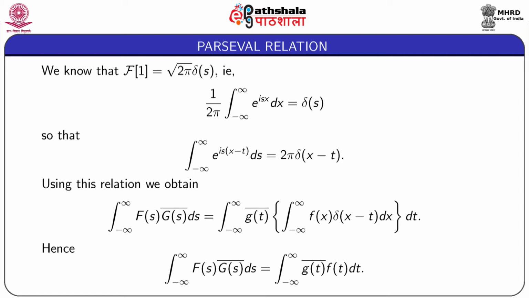Now, from the property of the delta function, this inner integral, that is the x integral, is equal to small f(t). So we get the result: integral from minus infinity to plus infinity of capital F(s) capital G bar(s) ds is equal to integral from minus infinity to plus infinity of G bar(t) into f(t) dt.